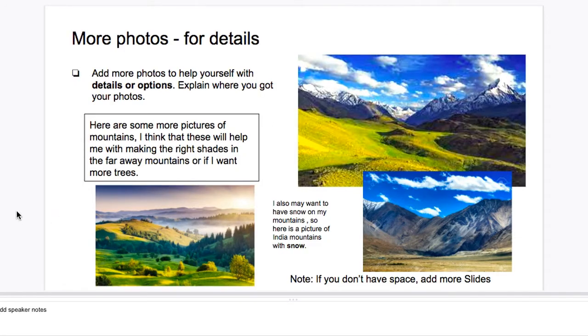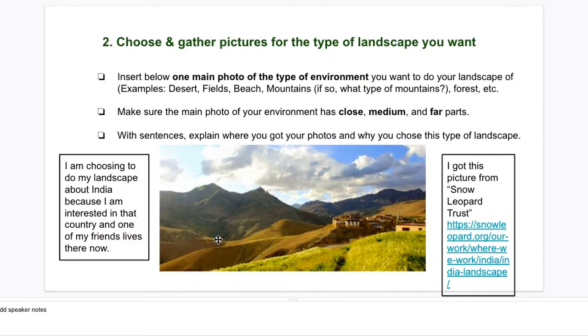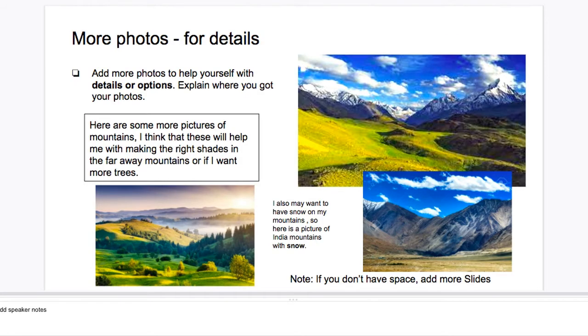So I have added a few more photos in case I want to have some trees. I put a photo with trees. In case I want to have snow, I put a photo of mountains with snow. So these are some extra photos that are going to help me in case I want to change this up a little bit. Okay, so gather your photos, put them into your slides, and explain what you're going to be doing. So this is my example of that, and then we're going to jump into my example of actually drawing my rough draft.